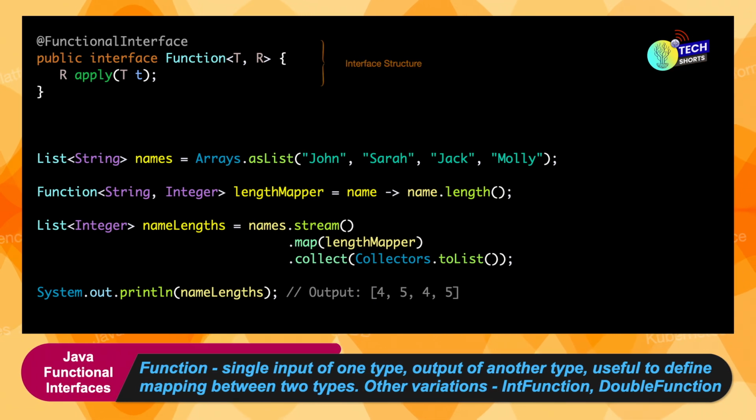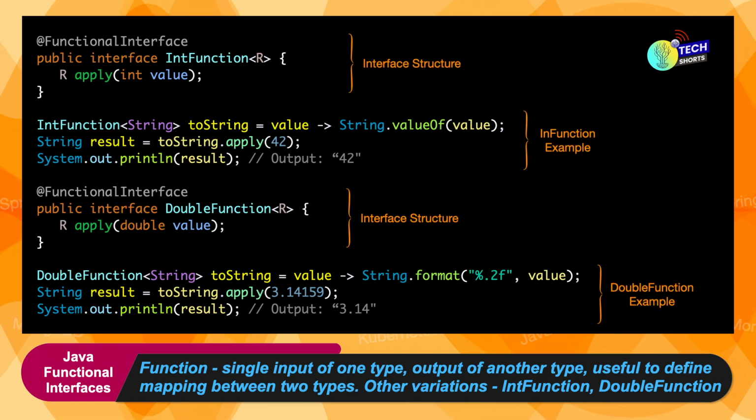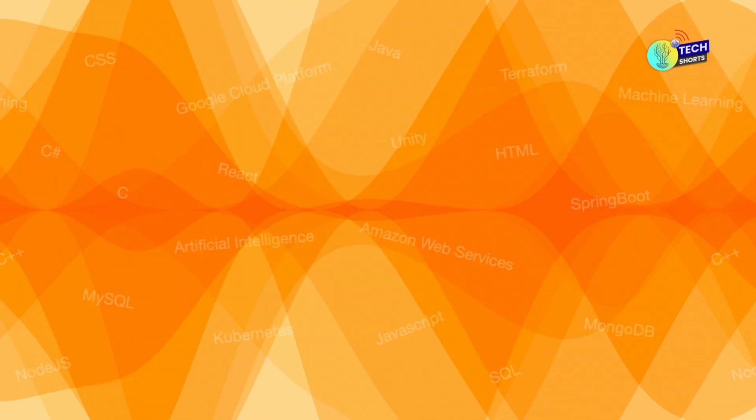Function interface represents an apply function that takes one argument and produces a result. It can be used to transform or convert an input object of one type to an output object of another type. Java also provides similar interfaces such as IntFunction which takes input as int and DoubleFunction which takes input as double.